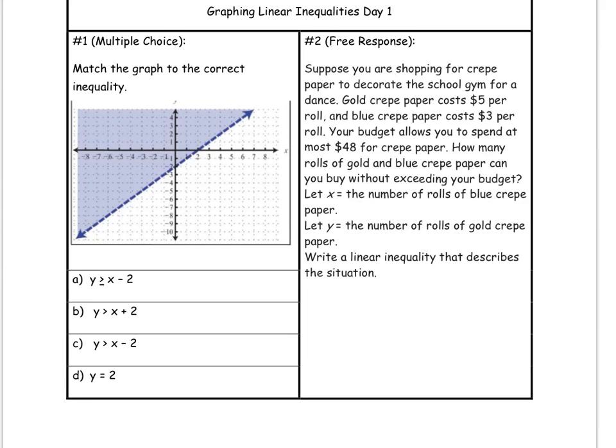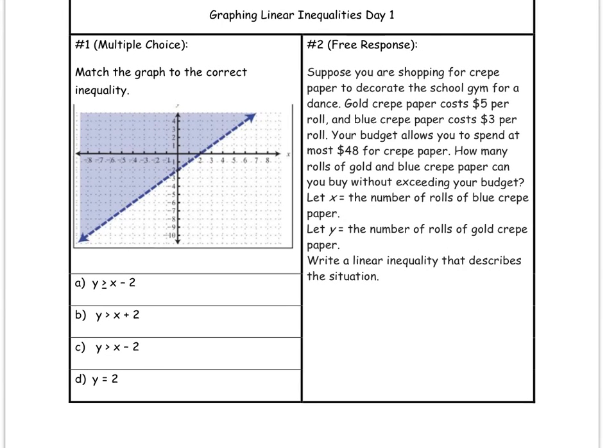And then question number 2, you're shopping for crepe paper to decorate the school gym. You're buying gold and blue. Your budget allows you to spend at most $48. Very similar to our peanuts and cashews problem. So when you write your answer for this one, you need to write it as a linear inequality.